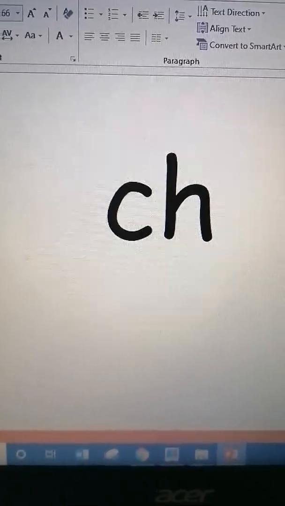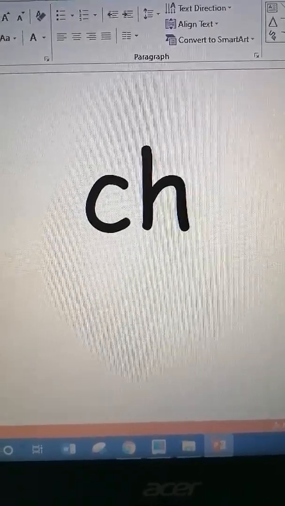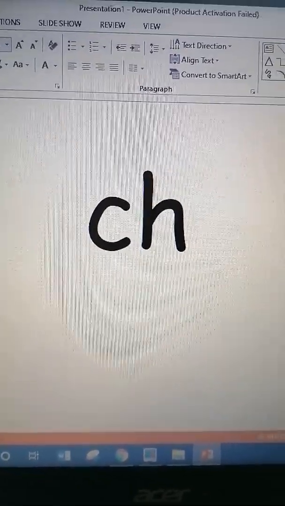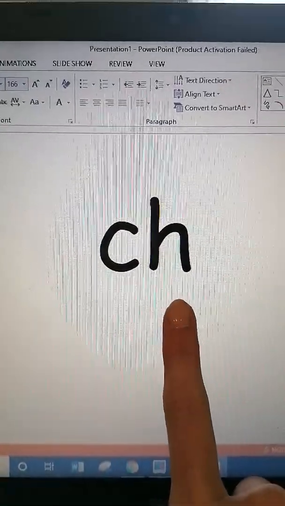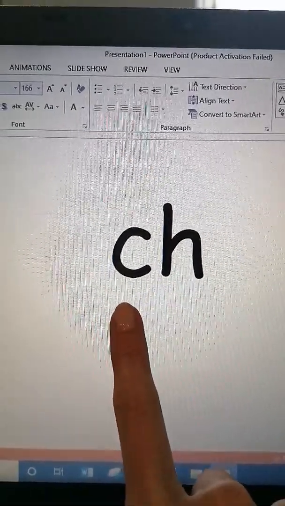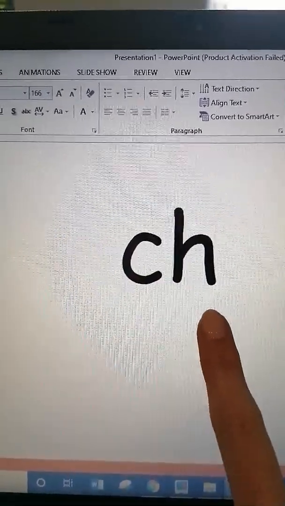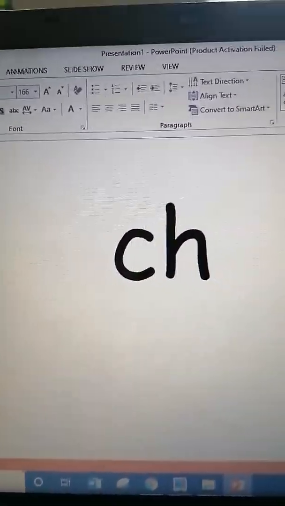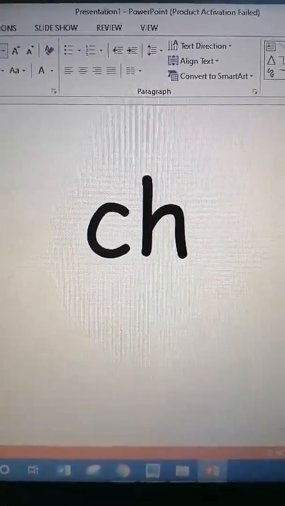Right, today in phonics we're going to be looking at the third part of phase 5, which is alternative spellings. So we're going to start with this sound here, which we all know is ch. Now, ch is a digraph. It's two letters that make one sound, and the sound is called a phoneme. So the phoneme is what sound it makes.